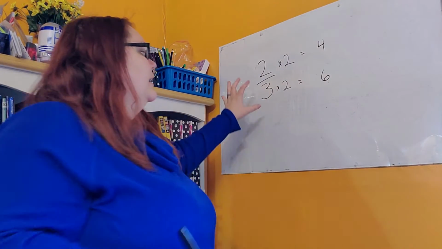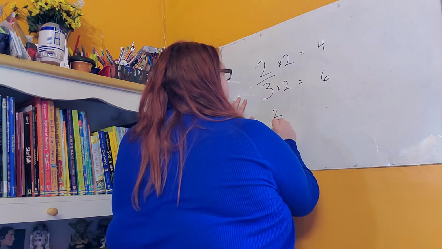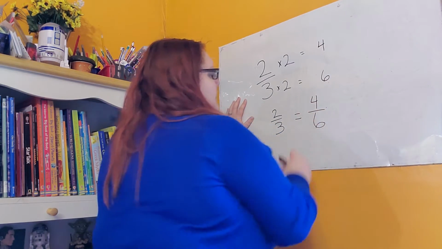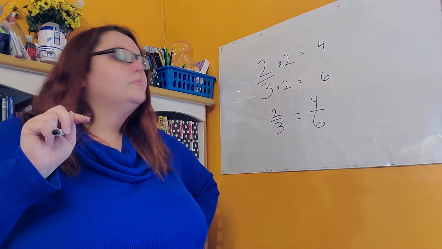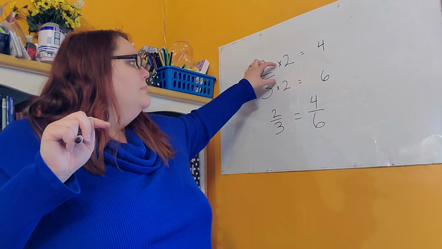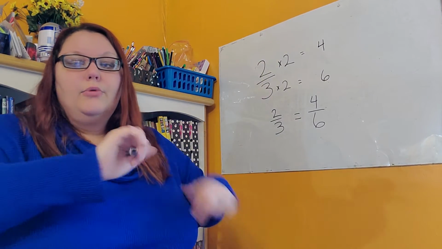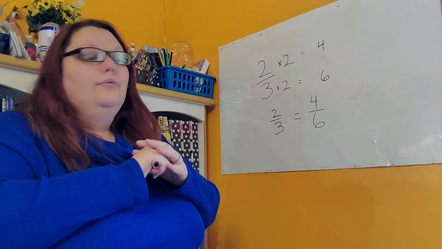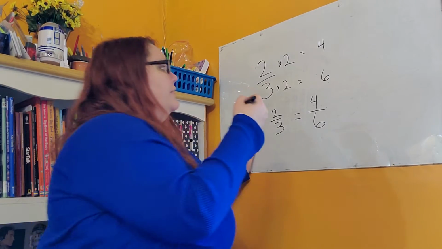So 2/3 should equal 4/6. So that's one way you can get an equivalent fraction. As long as you're multiplying by the same number on the top and on the bottom, for the numerator and the denominator, then that will give you your equivalent fraction. Now that's method 1.